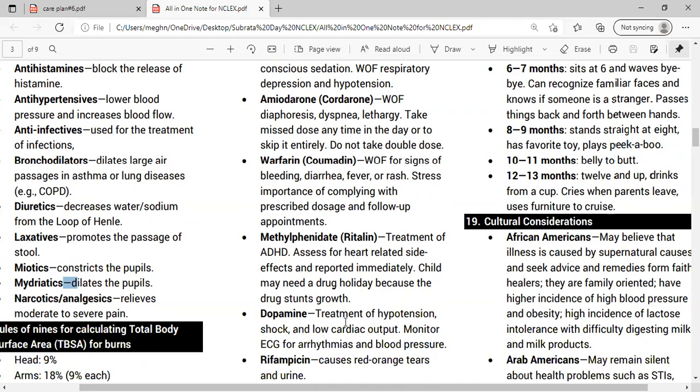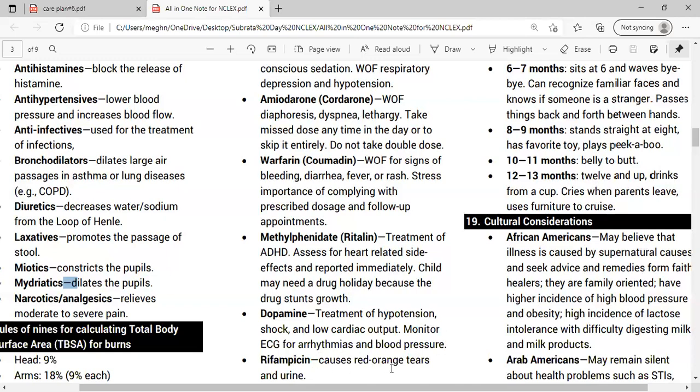Dopamine we use for treatment of hypotension, shock, or low cardiac output. When my patient takes dopamine, it is important to monitor EKG for arrhythmias and blood pressure.